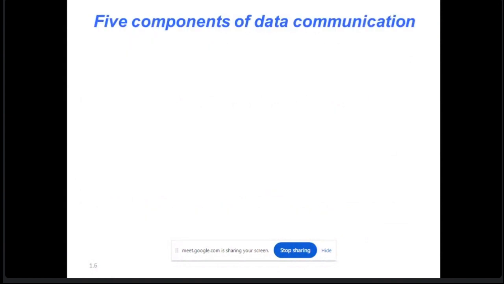Next, basically we have five components for data communication. What are the five components? First parameter, sender.